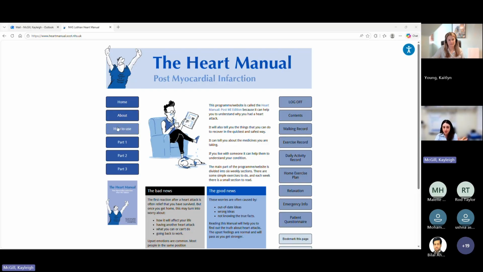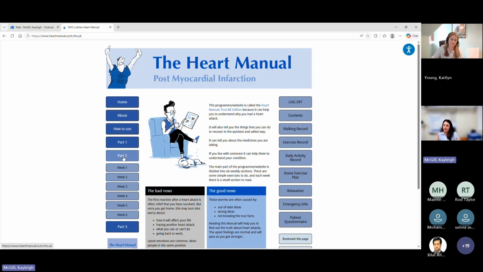So you can see here there's the three main parts, so part 1, 2 and 3. And as Kaitlyn has mentioned, part 2 is where patients can work through each of the 6 weeks of the programme. Now down the right-hand side of the screen here, this is where some of the key resources are located. So through our previous evaluations, we found that these resources were either ones which patients engage with most frequently, or ones that they felt were most useful. So they're located here for ease of access, and so patients don't necessarily have to go through all of the main components to find the resource that they're looking for.